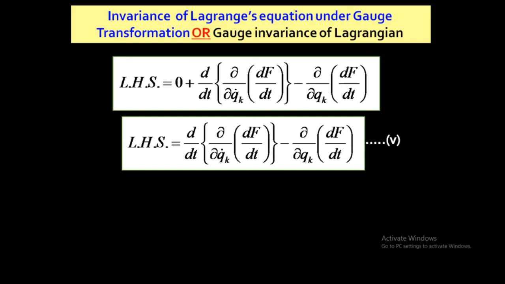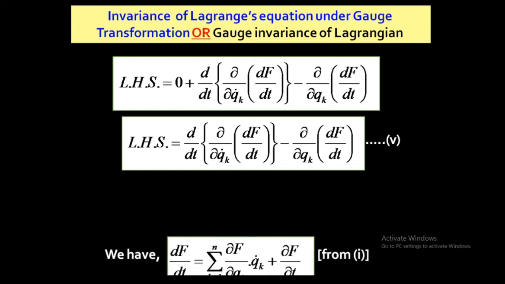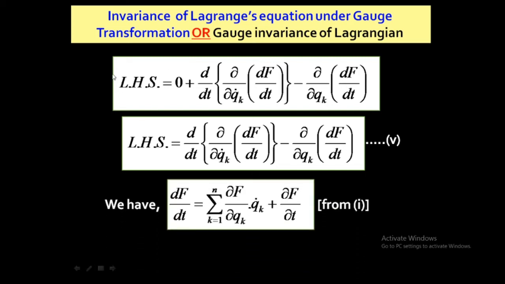Okay, we will get one value, that is summation over k del f by del qk into qk dot plus del f by del t. So from equation number 1 we know the value of df by dt. The value of df by dt is nothing but summation over k del f by del qk into qk dot plus del f by del t. This is from equation number 1.